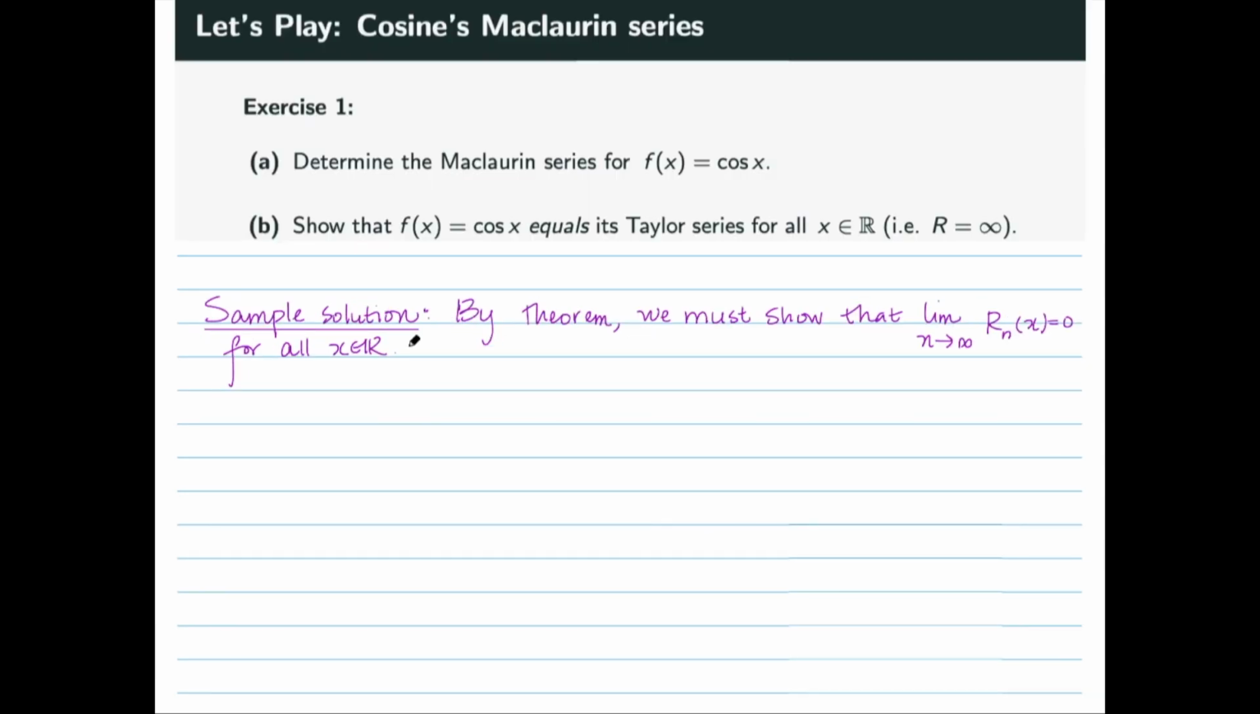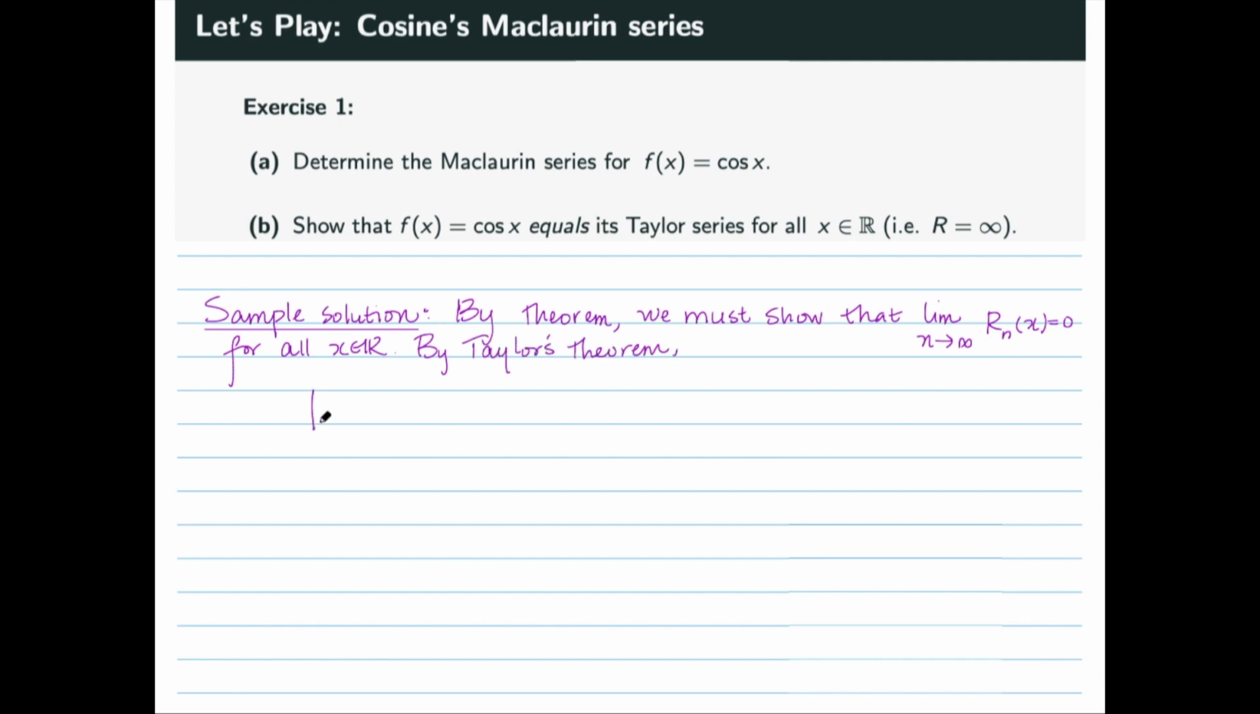All right, for part B, we're asked to show that we get equality between cosine and its Taylor series that we just found in part A. So by theorem, we know that we have to show that the limit of the remainder term goes to 0 for all real numbers x. And so how do we do that? Well, by Taylor's theorem, because we need that.